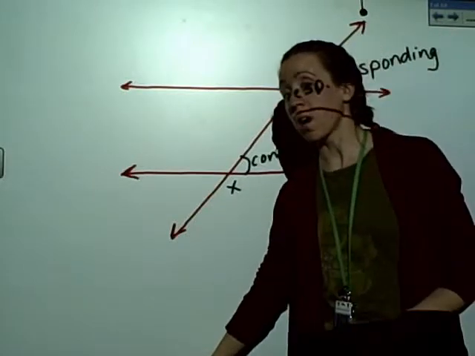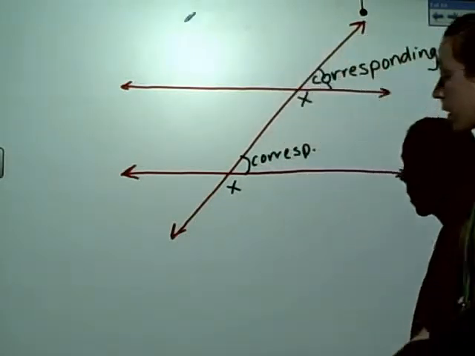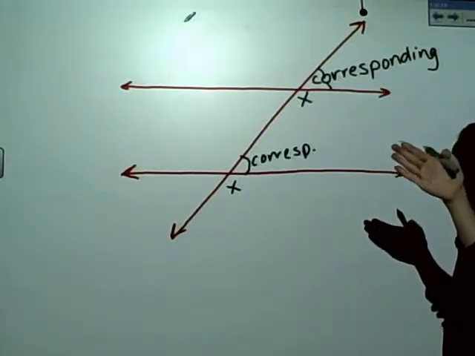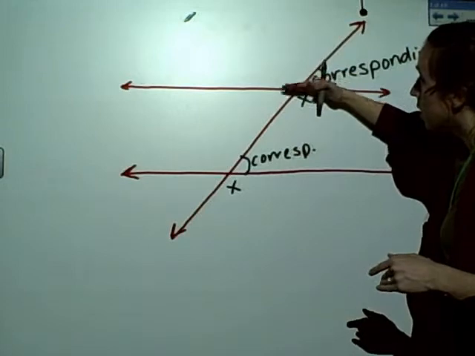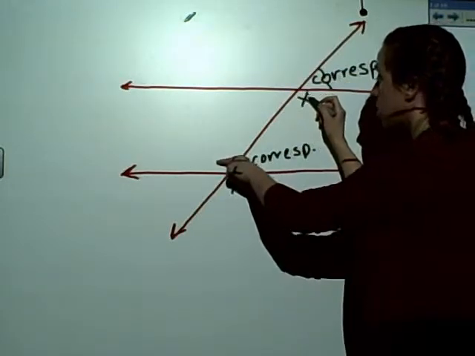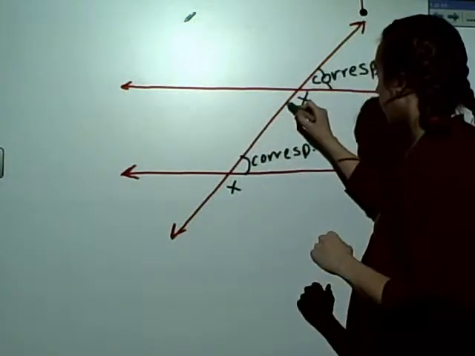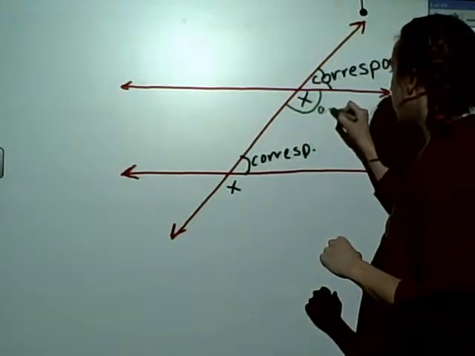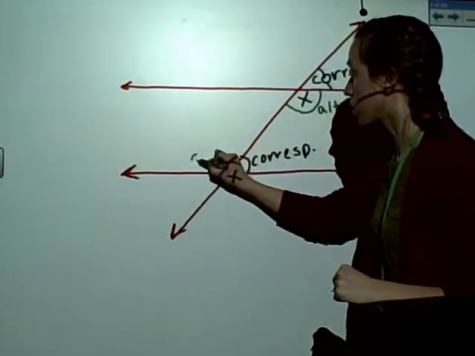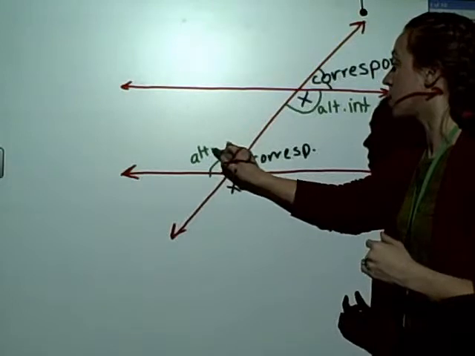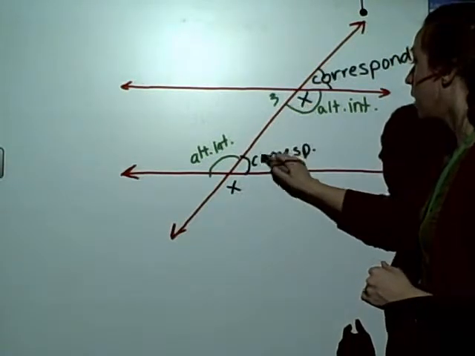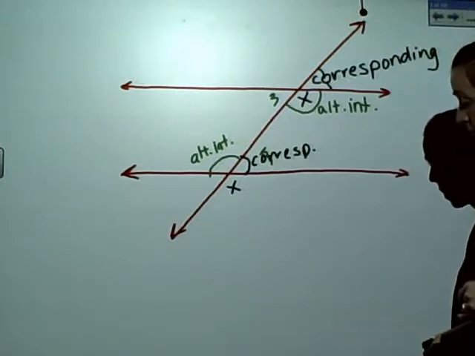We also talked about alternate interior angles. Alternate interior angles sound like they're inside. Alternate interior is inside these parallel lines, so for us that's going to be on each side of our transversal. Here is a set of alternate interior angles. Here is the other one that corresponds to that alternate interior. We could also say this one and this one are alternate interior.